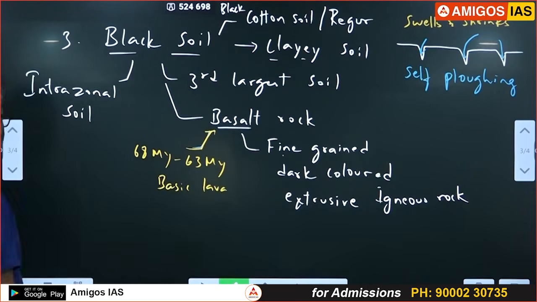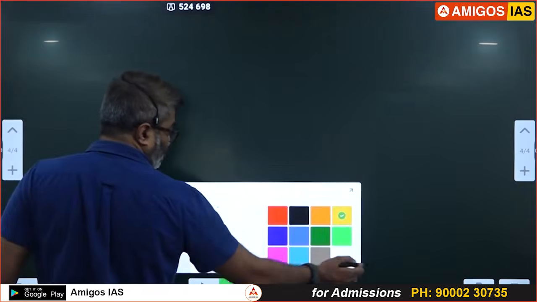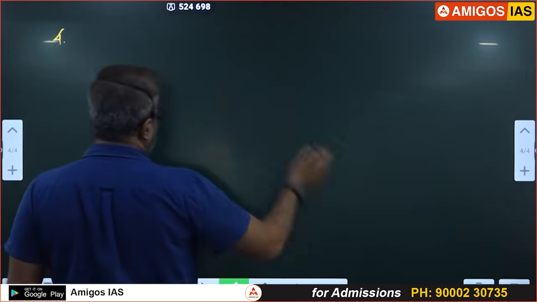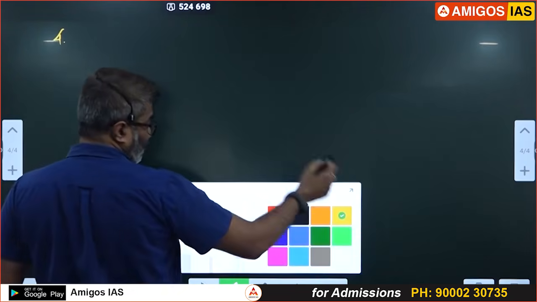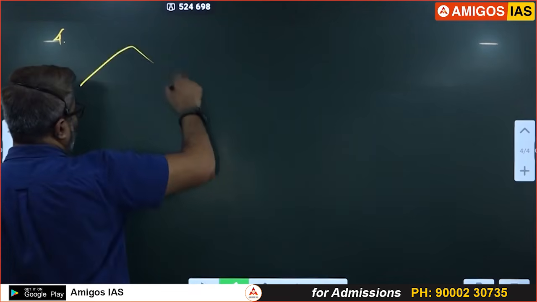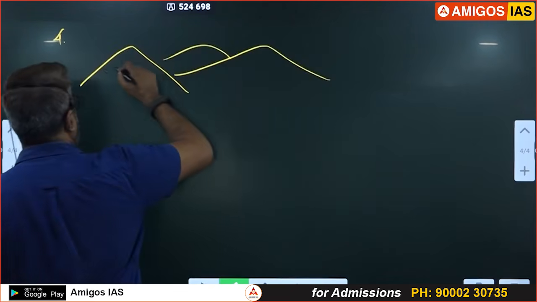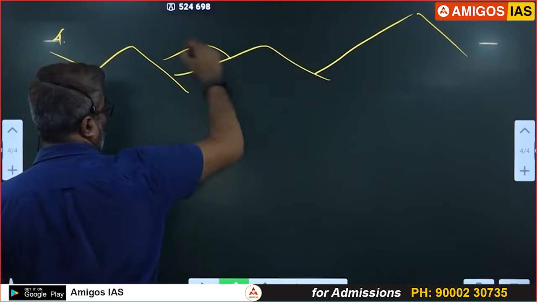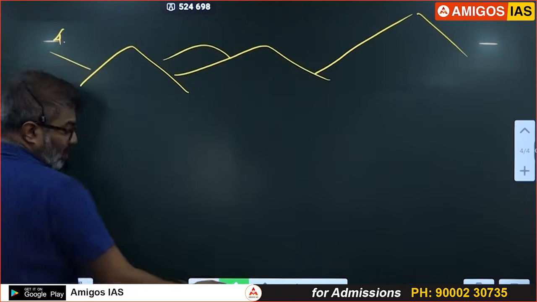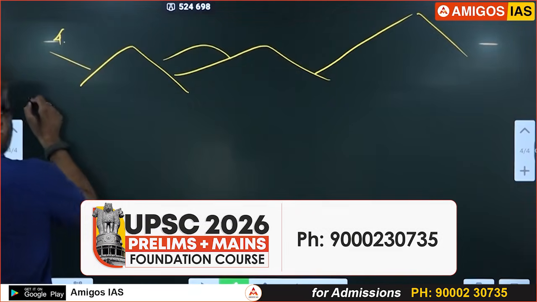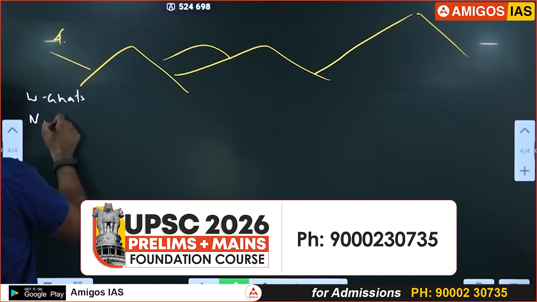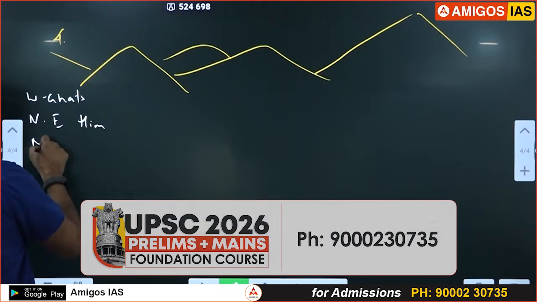Done? 3 we have covered. Fourth one. Let's take, now imagine a mountain, please. Mountainous region like this. What happens in mountainous regions, especially our Western Ghats? Let's take Western Ghats or Northeastern Himalayas, or we take Meghalaya.